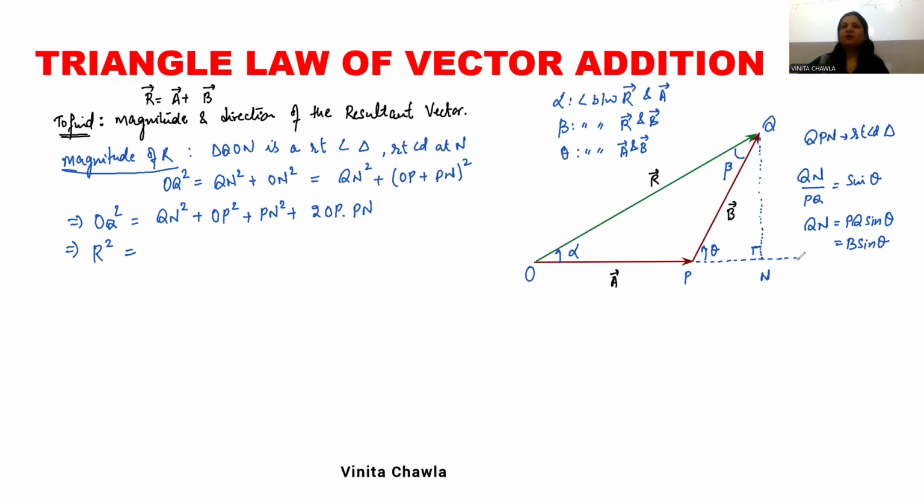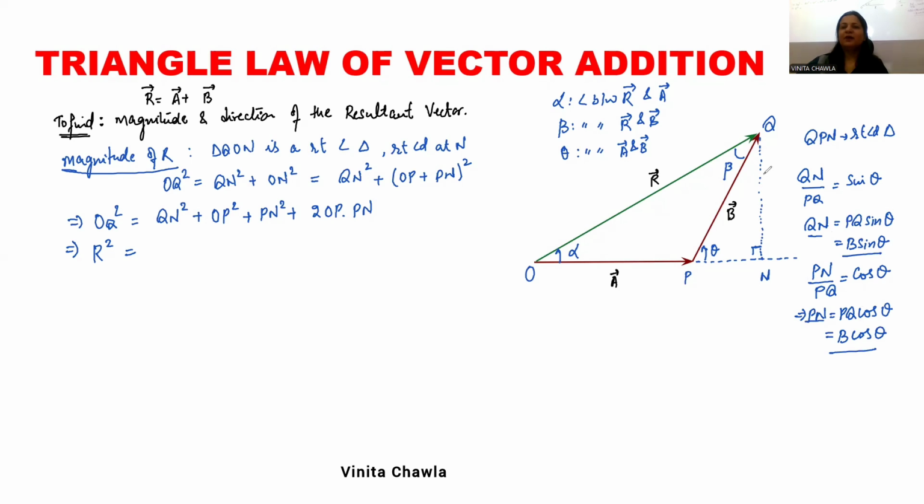And similarly, we can write for cos theta, base upon hypotenuse. Base is PN, hypotenuse is PQ. So PN upon PQ is equal to cos theta. So we can write PN as PQ cos theta. PQ is B, so it's B cos theta. So now we got this: QN is B sin theta and PN is B cos theta.